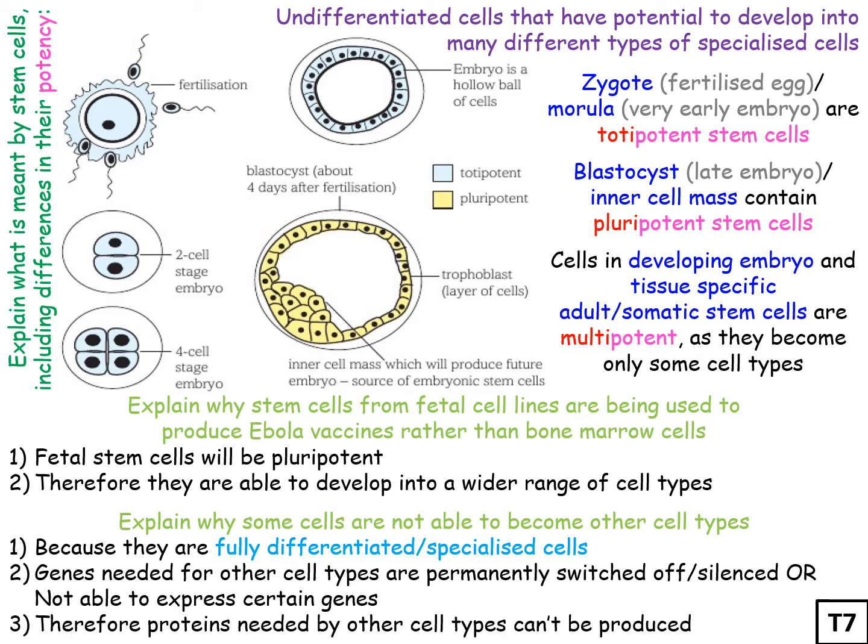Therefore, proteins needed by other cell types can't be produced. And obviously those proteins will determine what sort of function your cell has. So if you can't produce those proteins because the genes required to produce those proteins are switched off or silenced, you can't then become other cell types. In other words, you've already become fully differentiated or specialized types of cells.